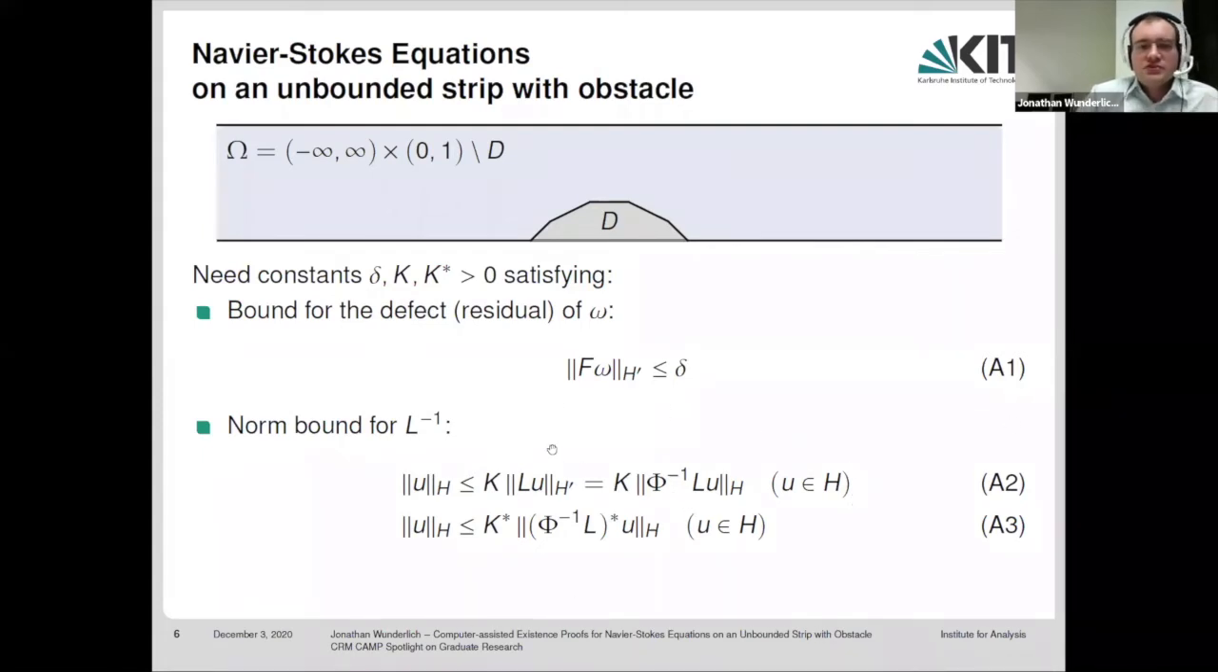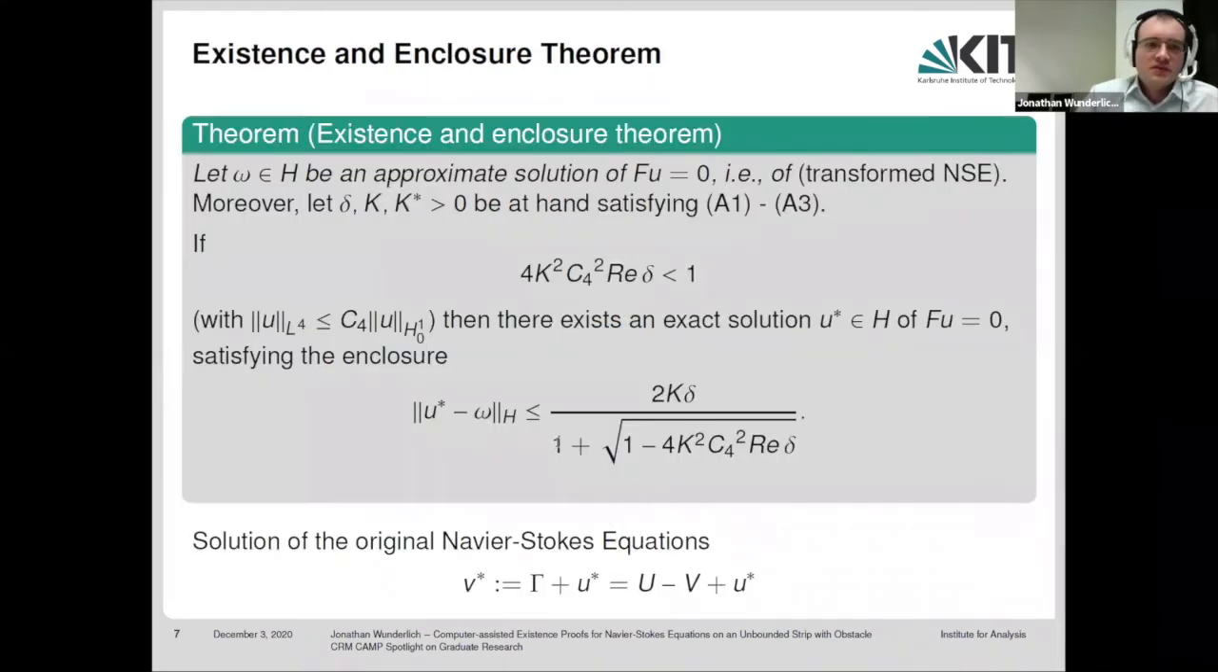And with this assumption in hand, we can formulate our main theorem, which reads as follows. So we have this approximate solution here, and we have the constants delta, k, and k star at hand, satisfying these assumptions A1 to A3. And then if we can verify with interval arithmetic that this product here, 4 times k squared, c4 squared times the Reynolds number times delta is less than 1, then there exists an exact solution in our space H of our transformed Navier-Stokes equation, which satisfies this enclosure result here.